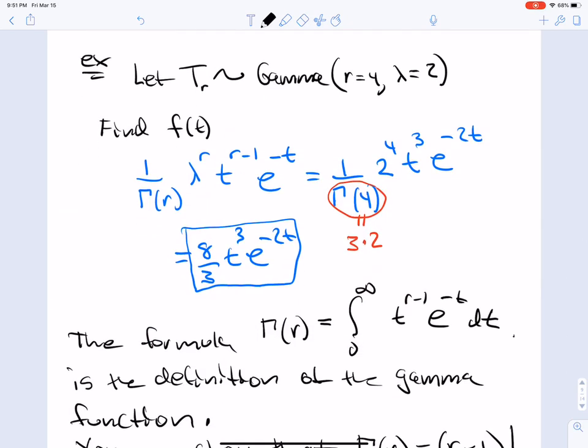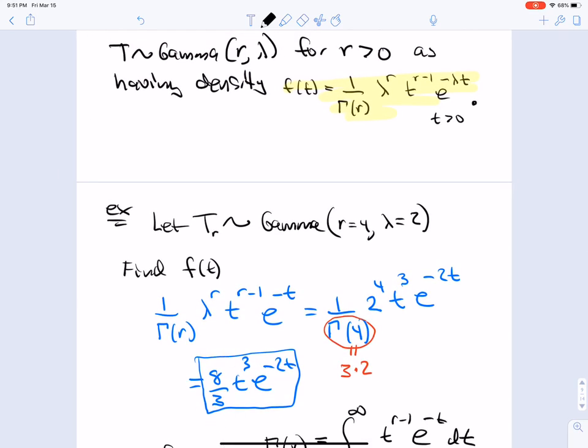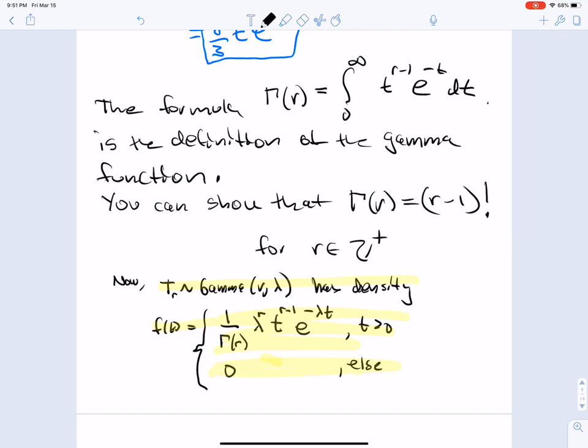Okay, so if T_r is gamma r with lambda equals 2, just making sure you understand, find the density. So we just plug everything in. Note that gamma 4 is 3 times 2. 2 to the 4th power is 16, so that gives us 8 over 3, t cubed e to the minus 2t. So we finally get the density, final form.